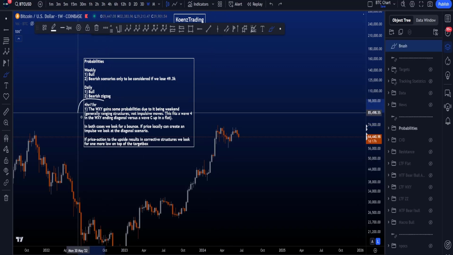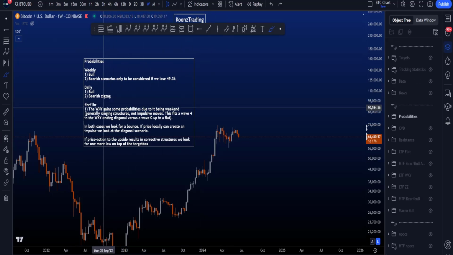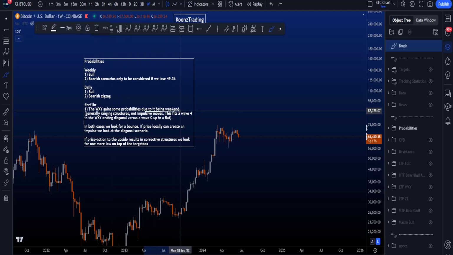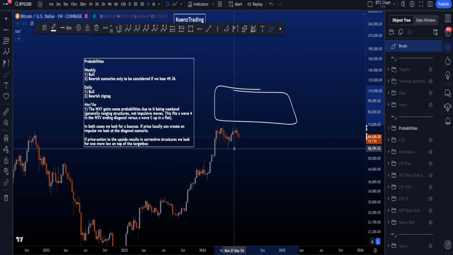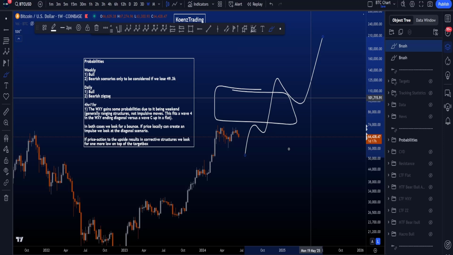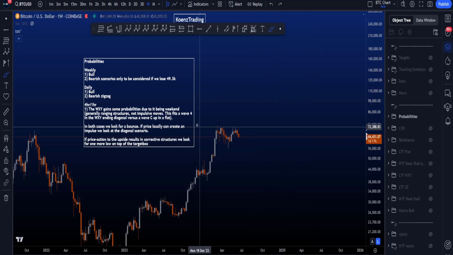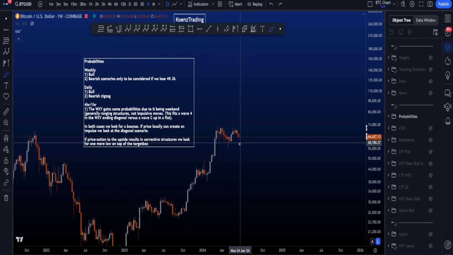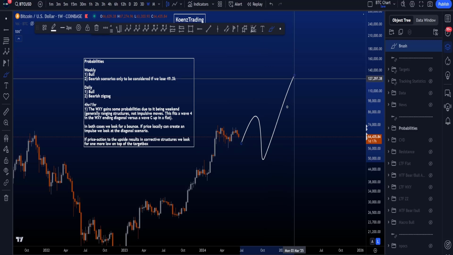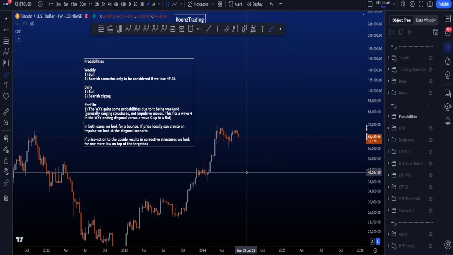And on the 4-hour/1-hour chart more locally, the WXY does gain some probabilities just because it's weekend, because generally in the weekend we are creating ranging structures and not very impulsive moves starting wave 3s, and this would fit a wave 4 more in the WXY ending a diagonal structure versus a wave C to the upside in the local flat ABC. So that's something to keep in mind at least.